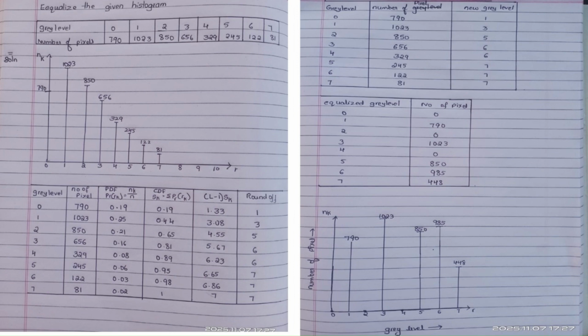Now, we create a new table showing how each original gray level is mapped to its new gray level, along with the number of pixels. From this, we can observe that some gray levels are merged and others are spread out. This indicates that contrast has been enhanced. Finally, the last graph shows the equalized histogram, which is more balanced compared to the original one. The pixel values are now more evenly distributed across all gray levels, showing that the image's contrast has improved.